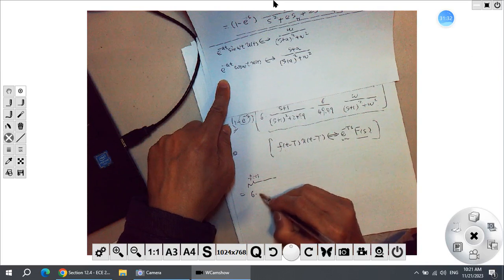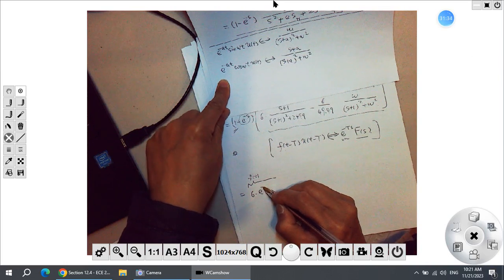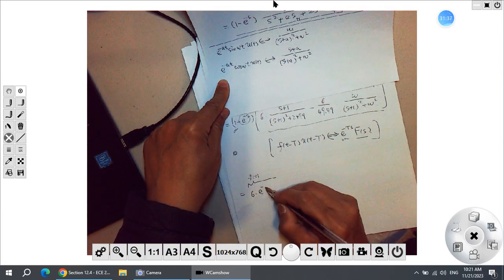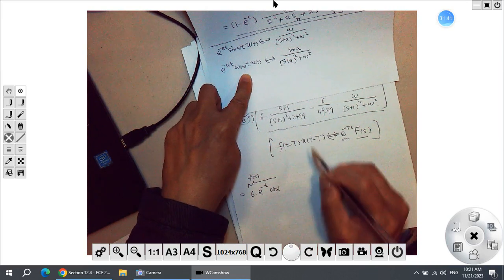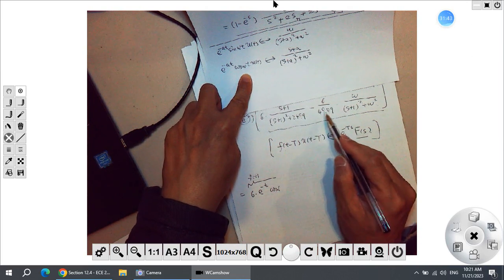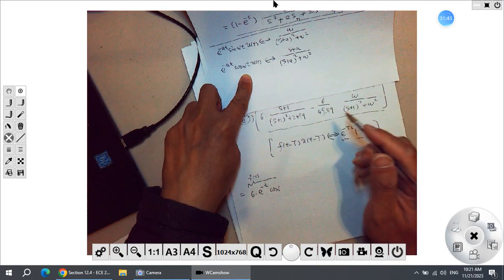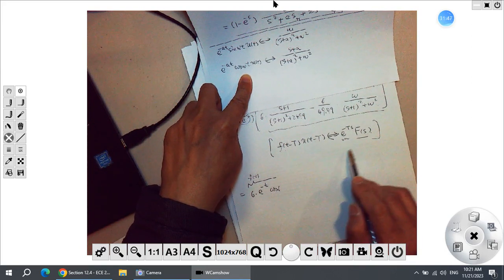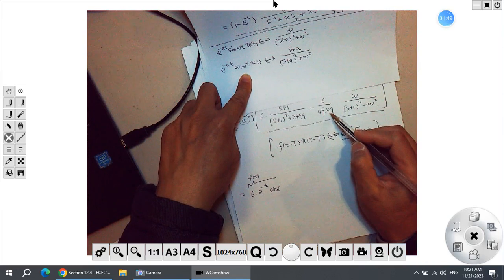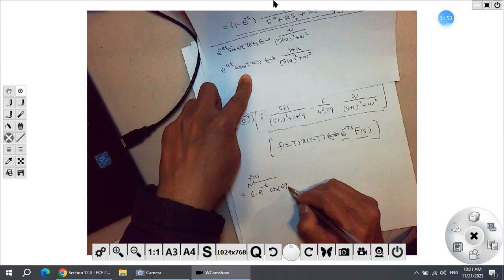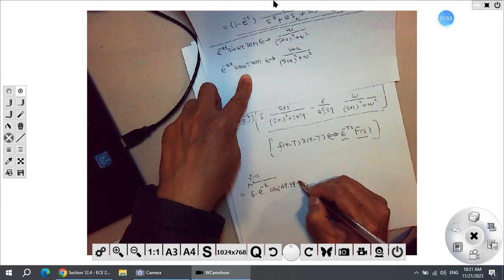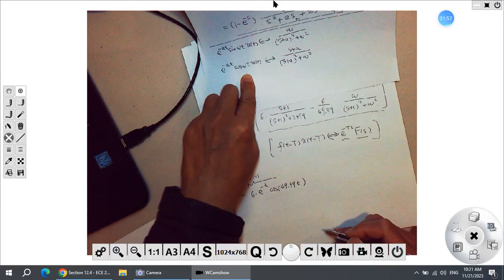So it is e to the negative at. Now a is 1, so it's e to the negative t, times the cosine of omega t. Omega is the square root of 2499, no doubt here. The square root of 2499 is 49.99. So cosine of 49.99 t, and then u of t.